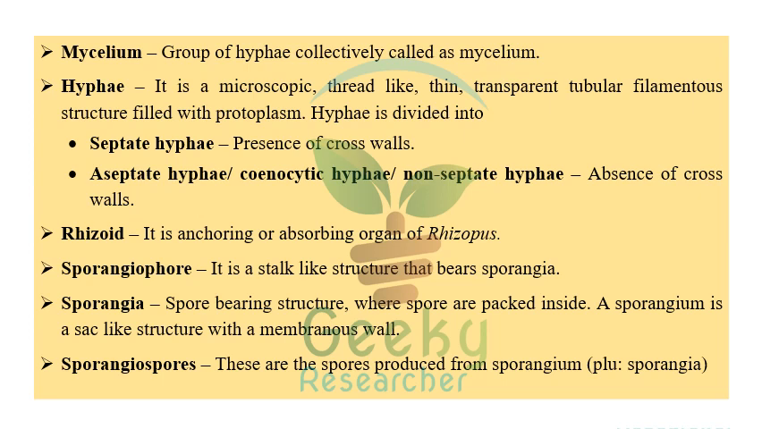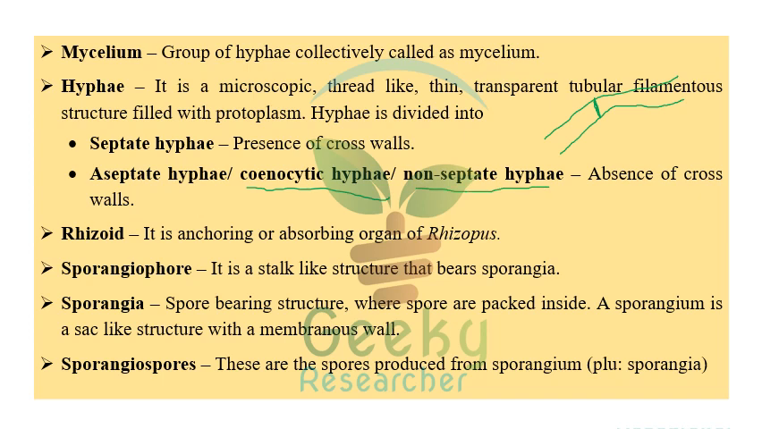You know very well about mycelium: a group of hyphae collectively called mycelium, and the hypha is a microscopic, thin thread-like structure. Hyphae are divided into two kinds, septate hyphae and aseptate hyphae. Septate hyphae means the septa or cross walls are present. If there are no cross walls, it is called aseptate hyphae or cenocytic hyphae, otherwise called non-septate hyphae.